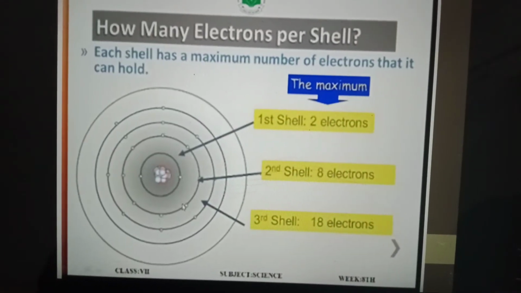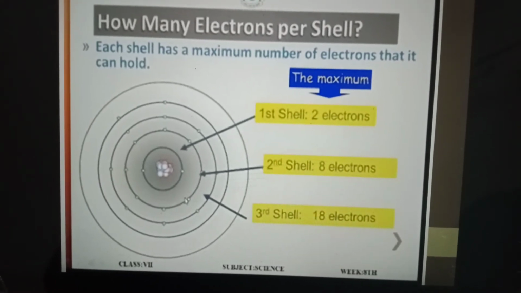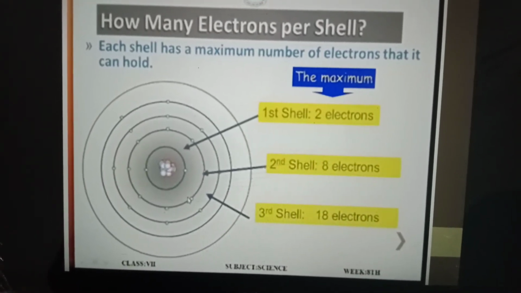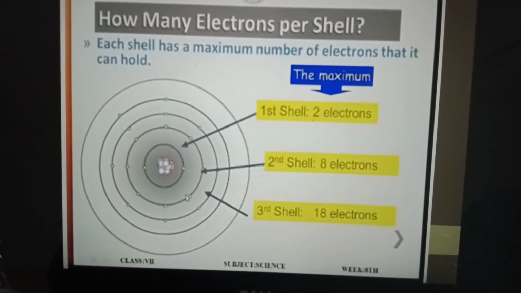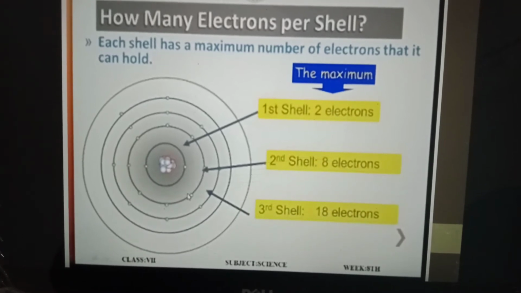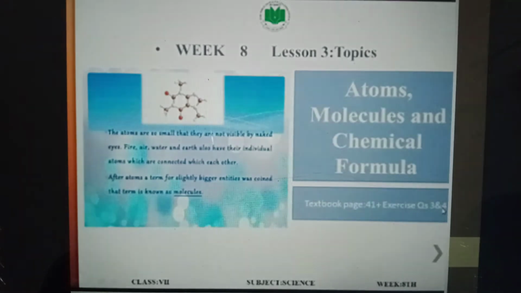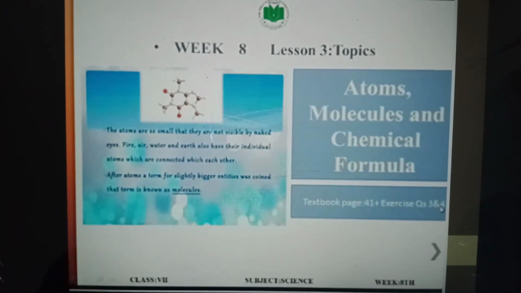How many electrons per shell? Each shell has a maximum number of electrons that it can hold. First shell 2 electrons, second shell 8 electrons and third shell 18 electrons. And now I am going to discuss atoms, molecules and chemical formula.